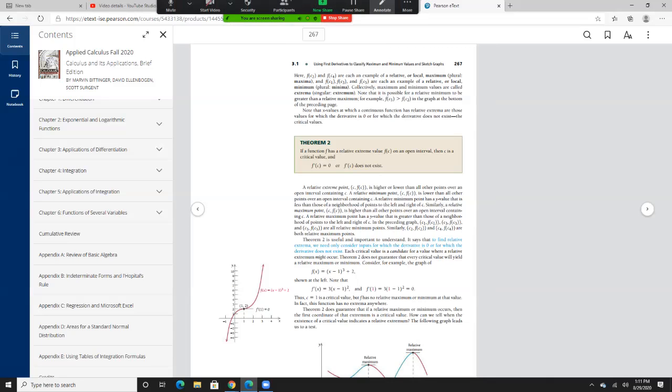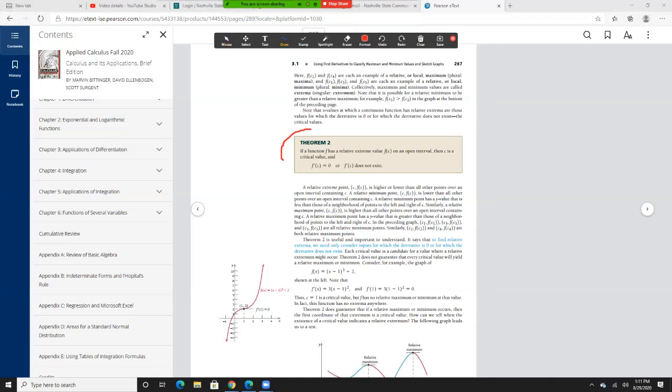Theorem 2. Theorem number 2 says, if a function f has a relative extreme value on an open interval, then c is a critical value. In other words, the derivative is 0 or the derivative does not exist. And that may sound like we've already talked about that, and in a way we have. But in mathematics, oftentimes we will look at the statement written sort of backward to determine if the same thing is true.